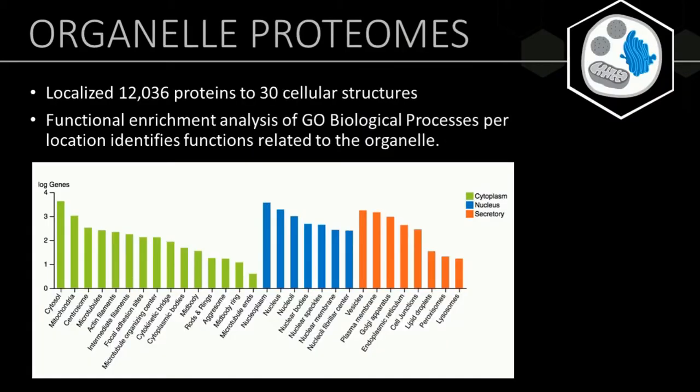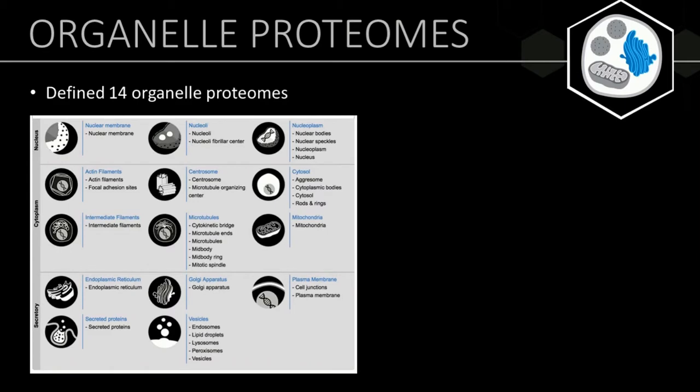And chapter 4 relates to the organelle proteome. So we've localized over 12,000 proteins to 32 cellular structures. We've done a lot of functional enrichment analysis and interaction analysis and so on. But in order to package this information for the users of the Cell Atlas, we have created and defined 14 major organelle proteomes as outlined here.